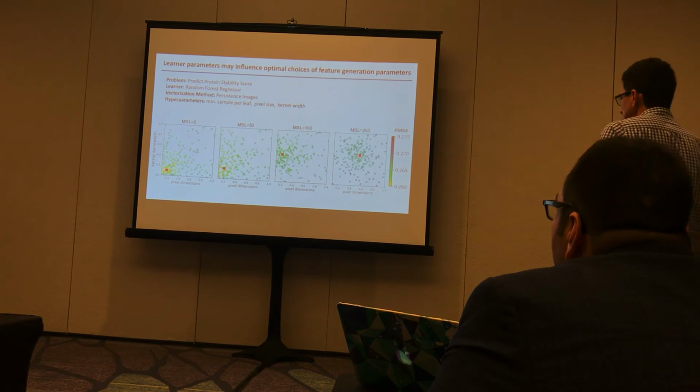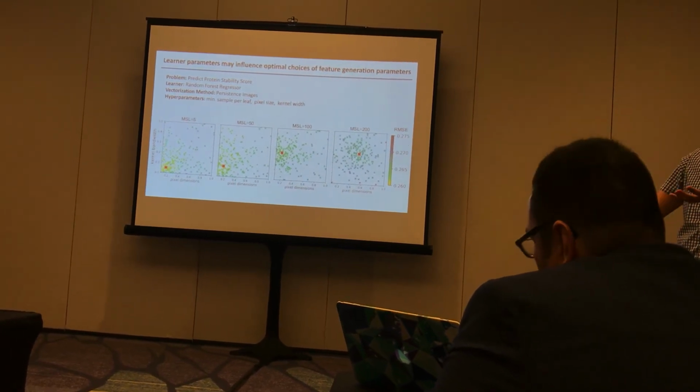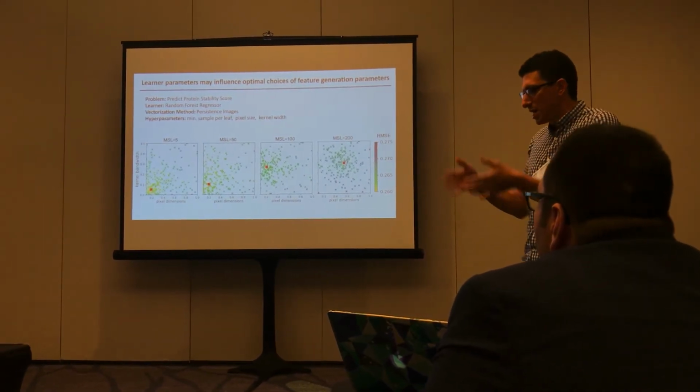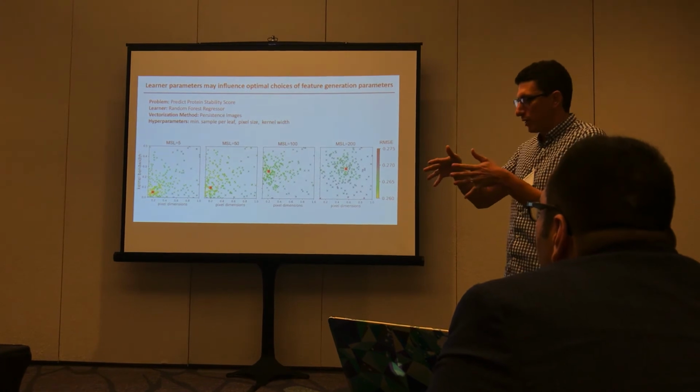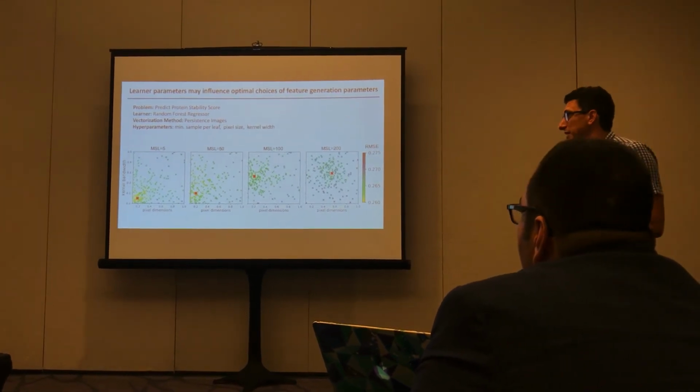Another interesting takeaway is that there is an interaction between the learning model parameters and the vector generation parameters. You shouldn't expect that you can generate a vectorization that's going to work across all different choices of model parameters. You shouldn't optimize these things separately. They need to be optimized simultaneously.